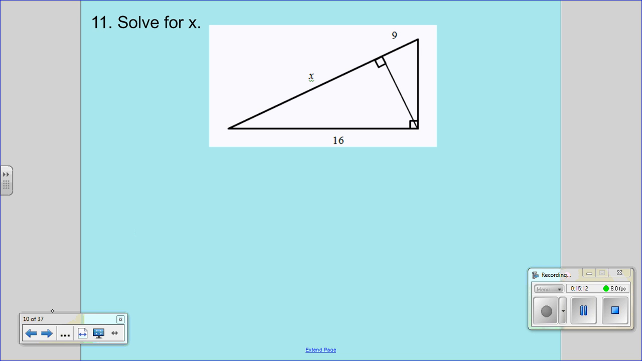Do number 11 on your own and take a picture of your result.